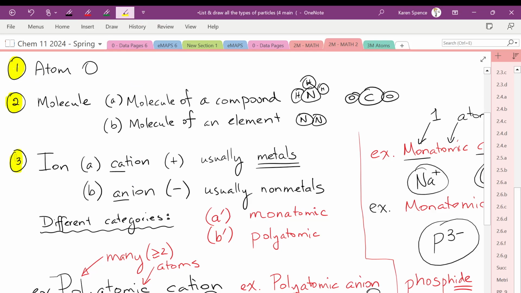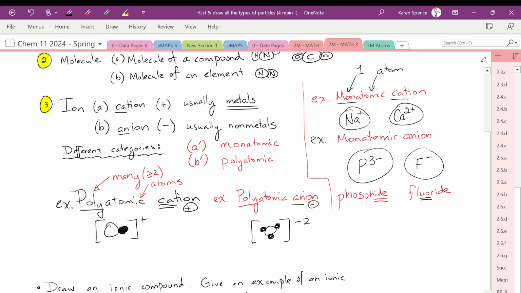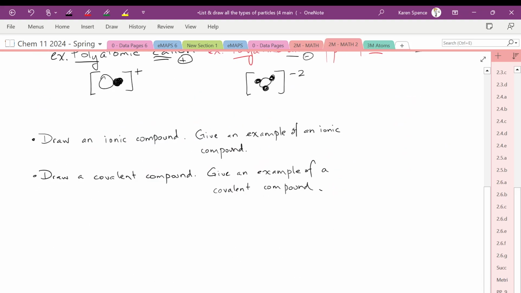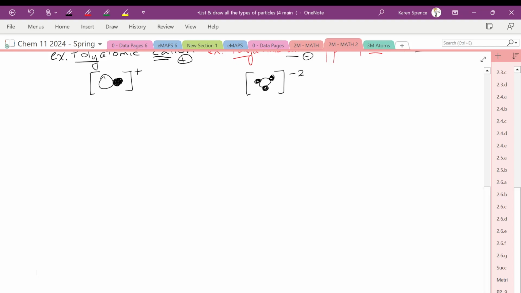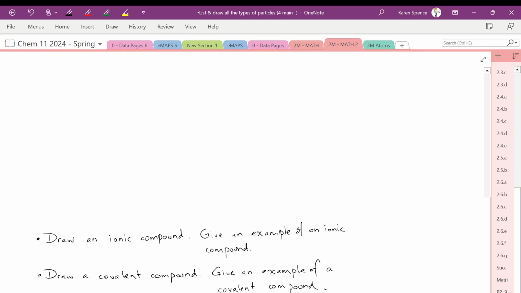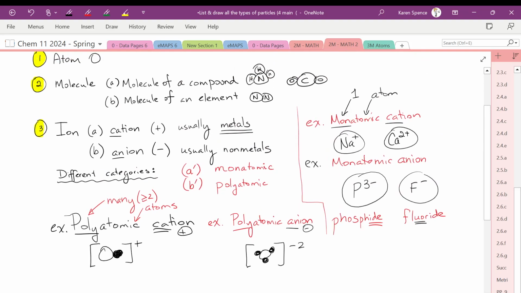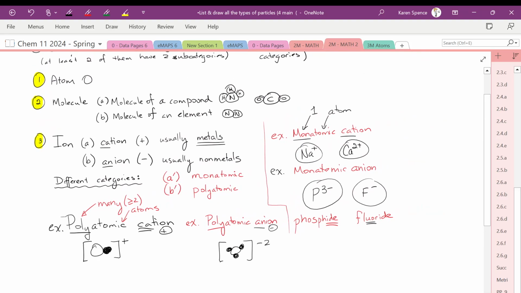One, 2, 3. All right, what's our 4th one? I keep needing to move this poor ionic compound down. It's like, no, leave me alone. There we go. Salt. Okay. So we have atom, molecule, ion. 4th type of particle. Formula unit.